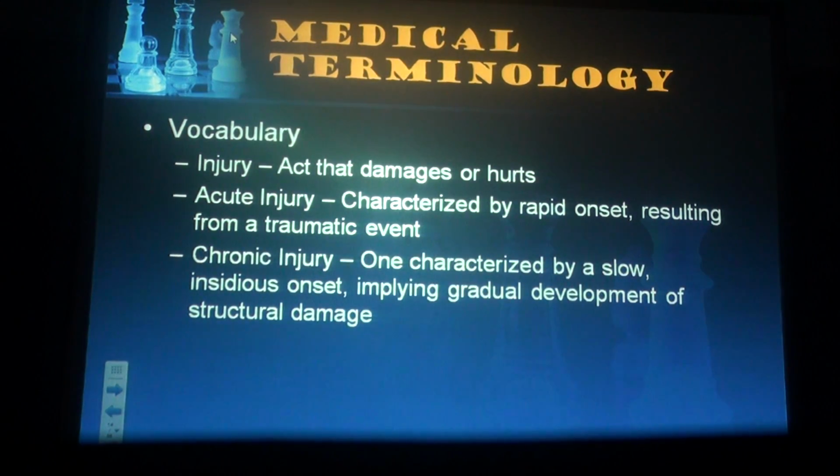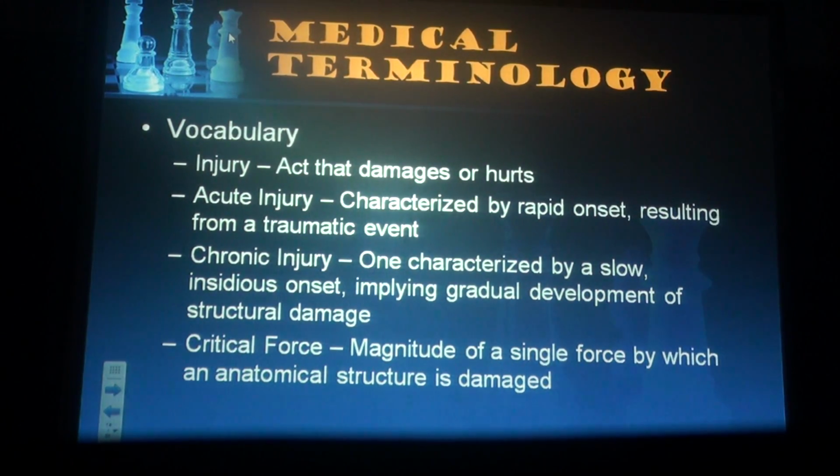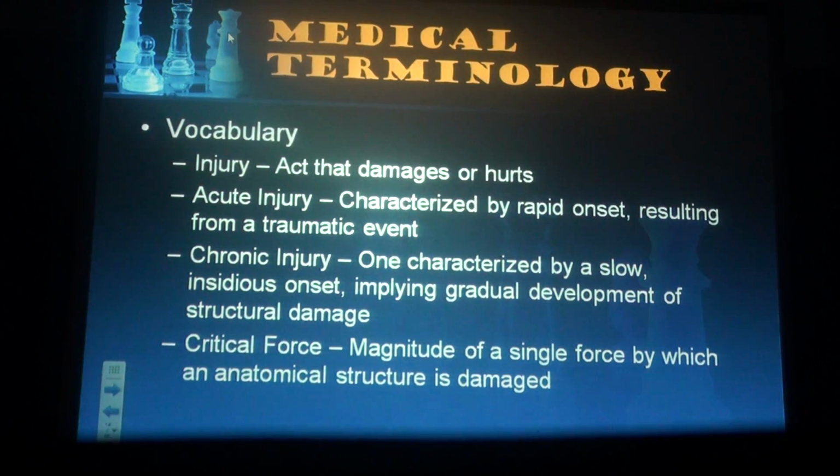Next, you have chronic injury. One characterized by a slow, insidious onset implying gradual development of structural damage. So it happens over a long period of time. Next, you have critical force. Magnitude of a single force by which an anatomical structure is damaged. So it takes force to create an injury.